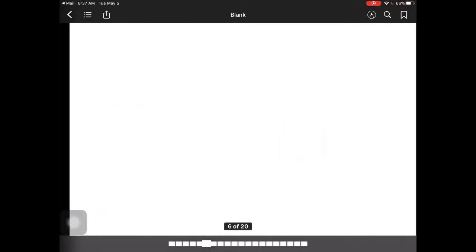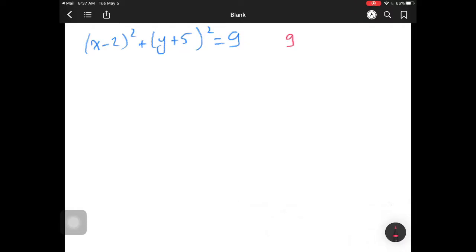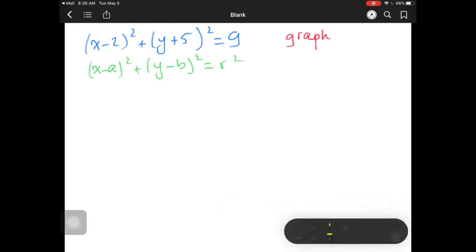Let's do one example about this. Let's say we are given the following: x minus 2 squared plus y plus 5 squared equals 9. Let's say that this is given. And what we need to do is graph this equation. Because you remember x minus a squared plus y minus b squared equals r squared, you need to have this memorized. Because you have it memorized, you can do some matching.